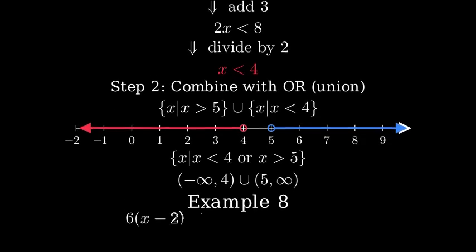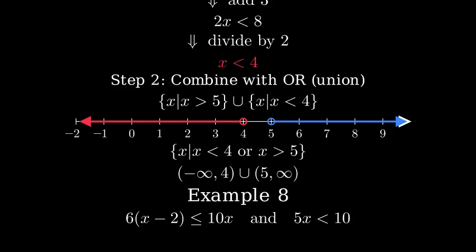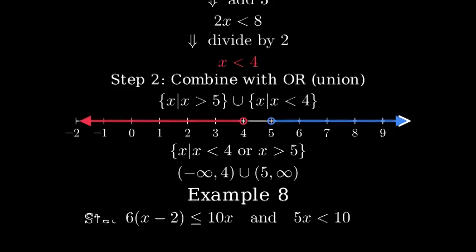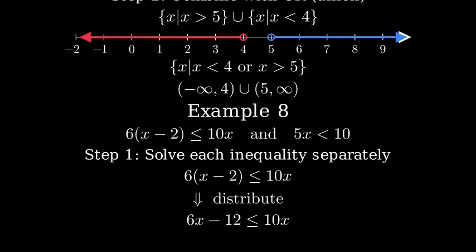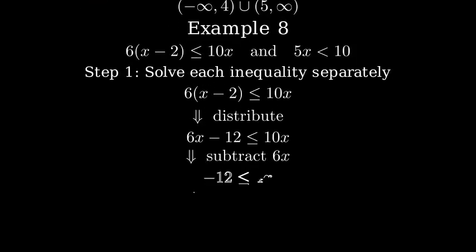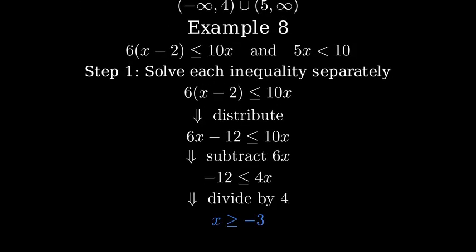Example 8. Solve the compound inequality: 6 times (x minus 2) is less than or equal to 10x and 5x is less than 10. Let's solve each inequality separately again. For 6(x minus 2) less than or equal to 10x, we first distribute the 6 to get 6x minus 12 is less than or equal to 10x. Next, we subtract 6x from both sides to get negative 12 is less than or equal to 4x. Finally, we divide both sides by 4 to get x is greater than or equal to negative 3.